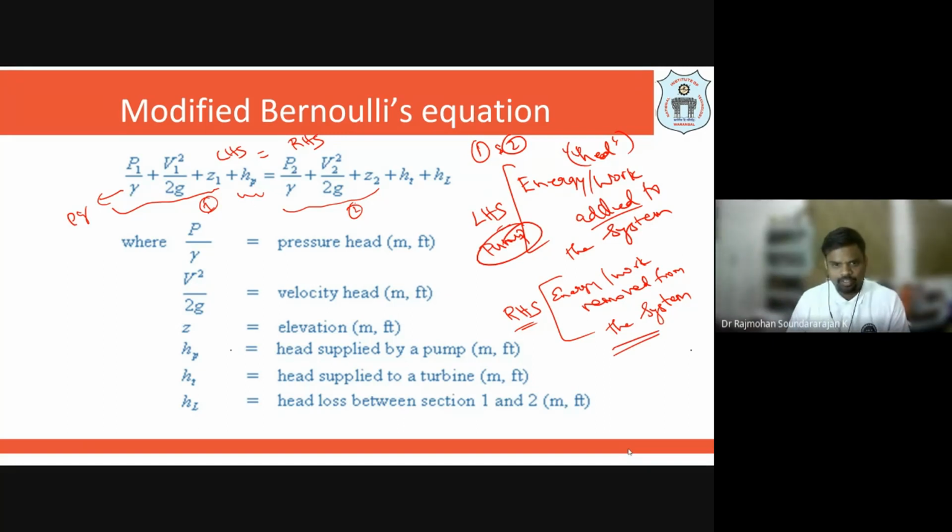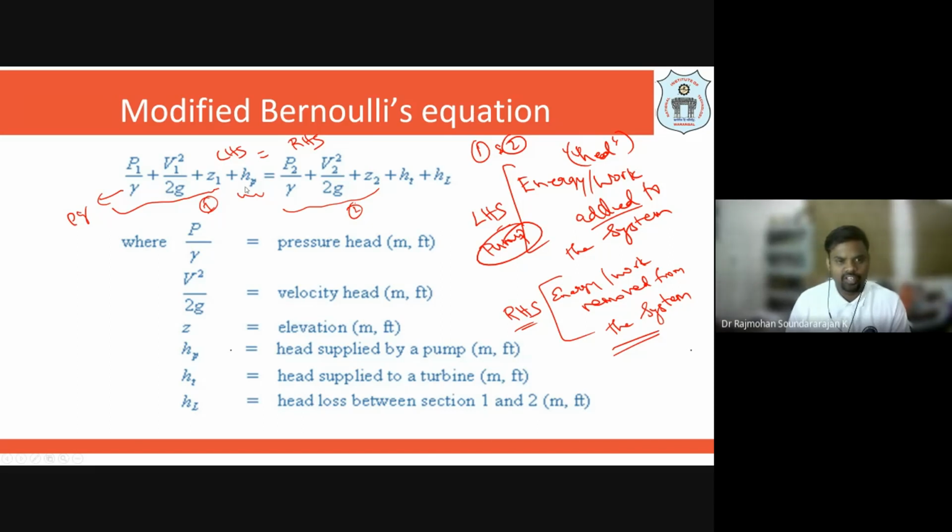I repeat, whatever energy or work is added to the system is taken care of by adding a term in the left hand side. Mainly we add the work done by the pump, the head developed by the pump, in the left hand side. Similarly, whatever losses or energy removed from the system, or head removed from the system, is taken care of by adding a term in the right hand side.